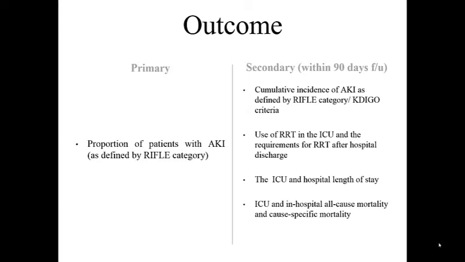So the secondary outcomes they used within 90 days of follow-up were the cumulative incidence of AKI as defined by RIFLE category and KDIGO criteria, use of RRT in the ICU, and the requirement for RRT after hospital discharge, the ICU and hospital length of stay, and the ICU and in-hospital all-cause mortality and cause-specific mortality as well.